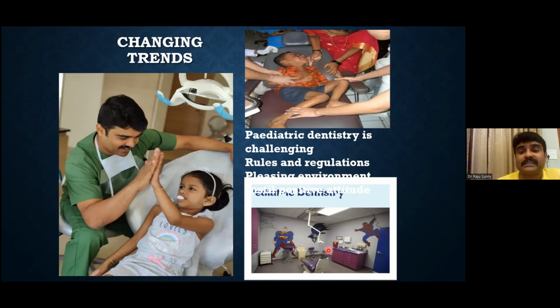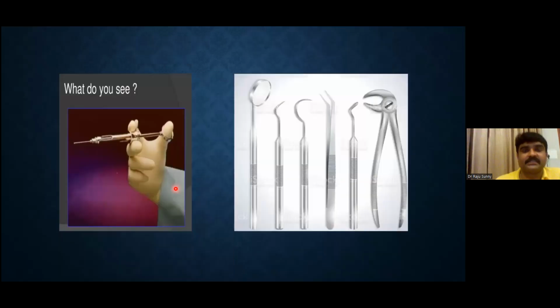Now you require a pleasing environment. Most dental clinics now have a special room for pediatric dentistry, even though they are not specialized in pediatric dentistry. Maybe they have a pedodontist coming to their clinic for consultation. So they have a separate specialty clinic for pediatric dentistry, where cartoons, positive reinforcement, and 3D photos are kept, so that it is a pleasing environment for the pedo patient, and we can instill a positive attitude towards dentistry.